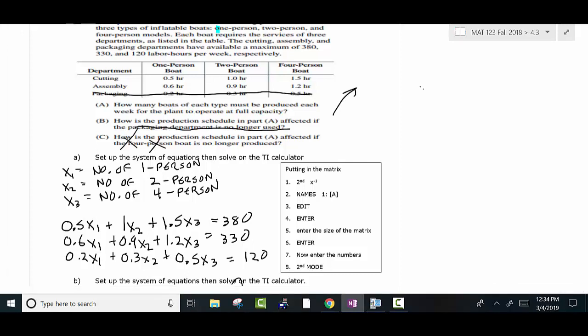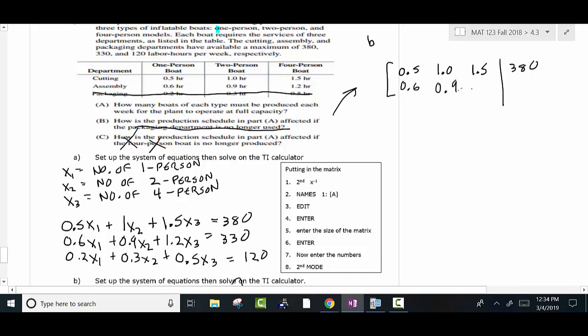So what we're going to do is go ahead immediately on Part B and just write down the matrix. That first row is going to be 0.5, 1.0, 1.5, and that's equal to the 380. So that's identical to this. The second row is identical to the last problem. You would have 0.6, 0.9, 1.2, and then 330. Now that's the matrix you're going to do because we're just wiping out that row.